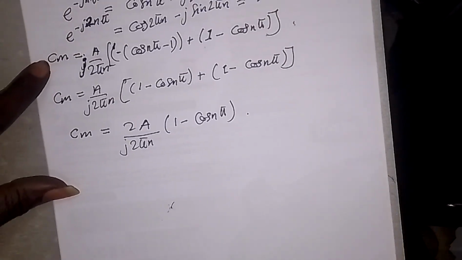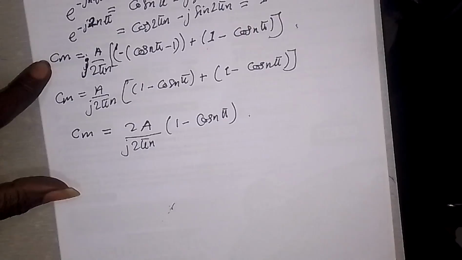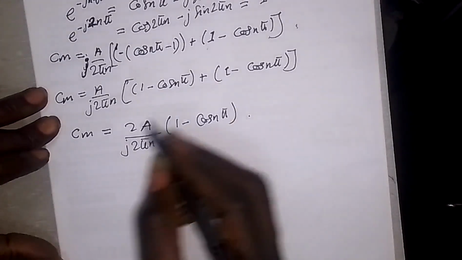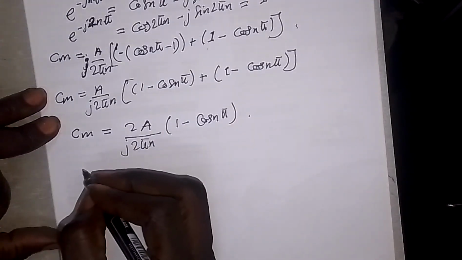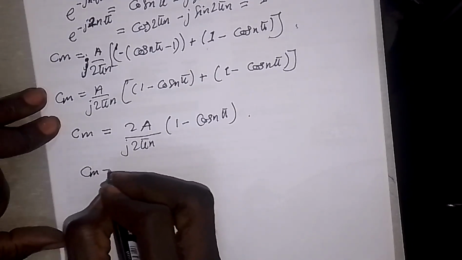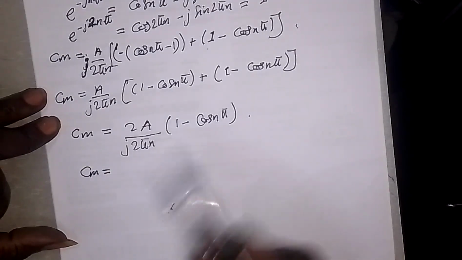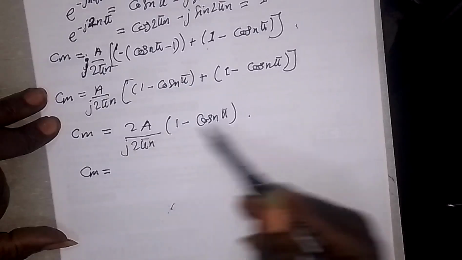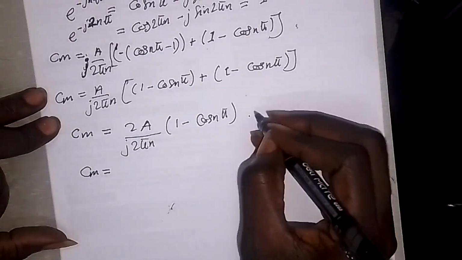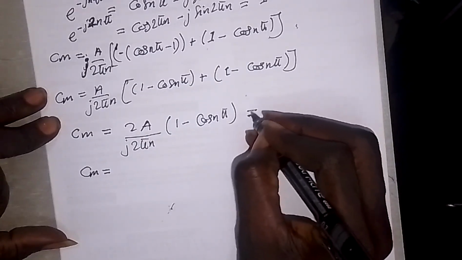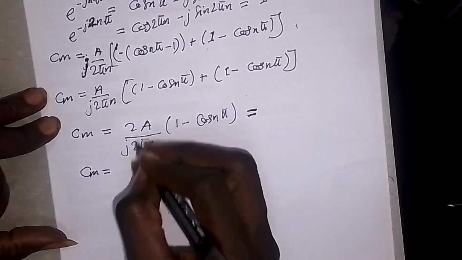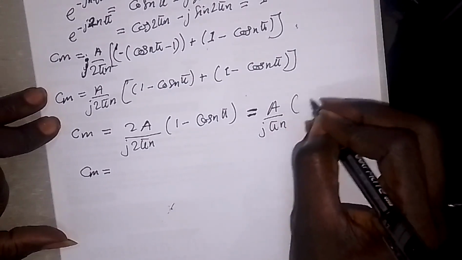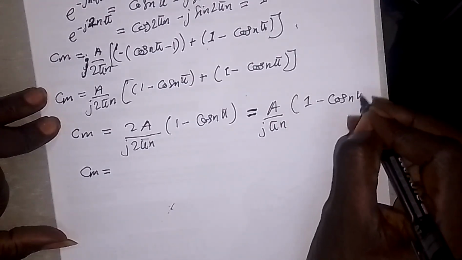Okay, so knowing that I'm going to get this one for my Cm, I can now proceed further by introducing values into this particular equation. So now I can say that Cm is equal to, let me introduce odd numbers and even numbers. Before I proceed, I can cancel out the 2 and I'll have a over j pi n into 1 minus cos n pi.